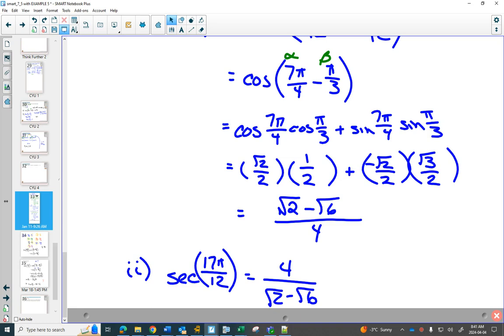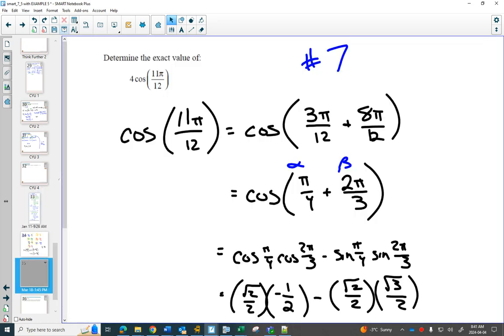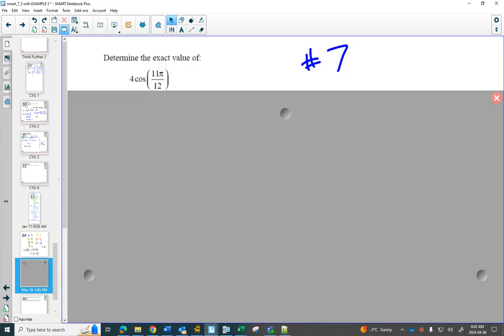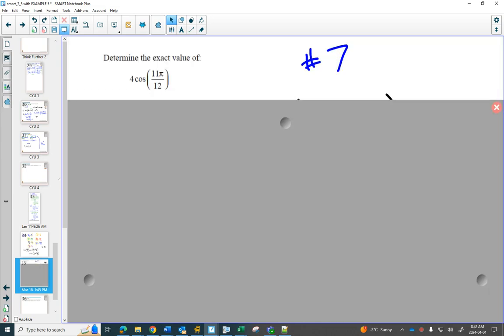Here is another one from an old exam. It's a pi over 12 question. So this will be our last pi over 12 example. We have 4 cos of 11 pi over 12. So what's different in this one from the pi over 12 questions we've done before? There's a 4 in front. What does that 4 mean?